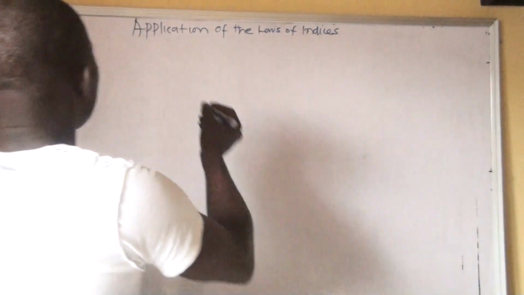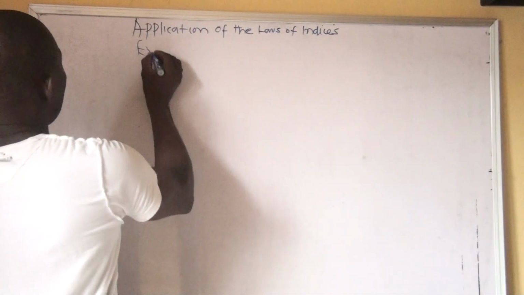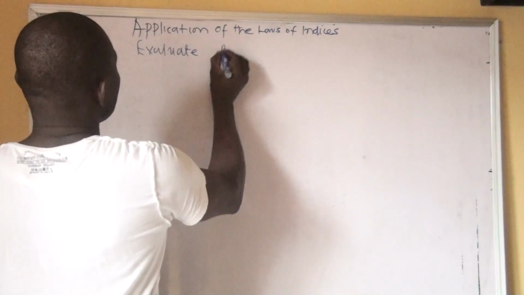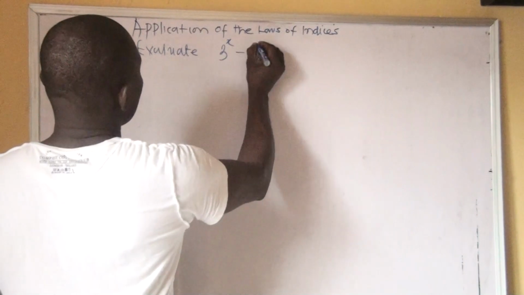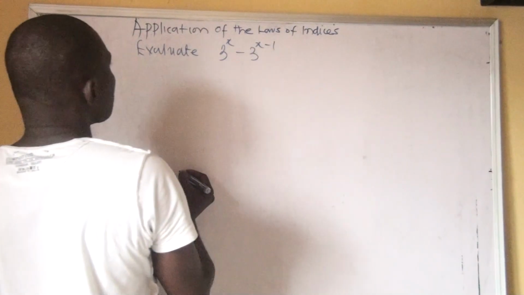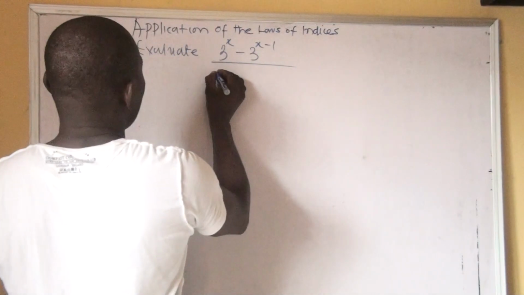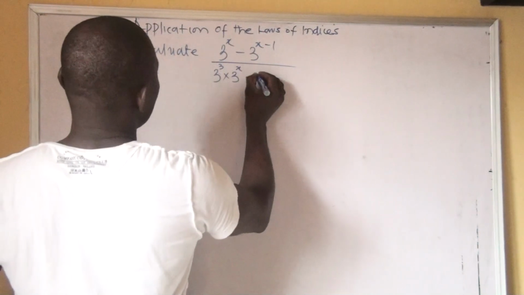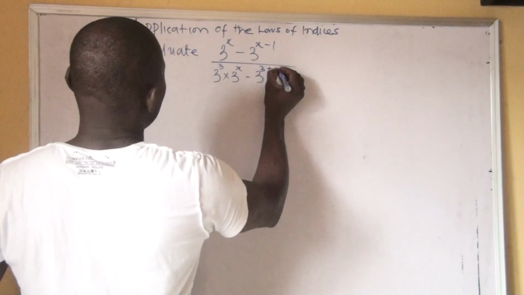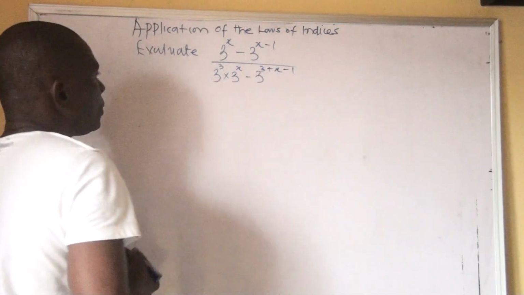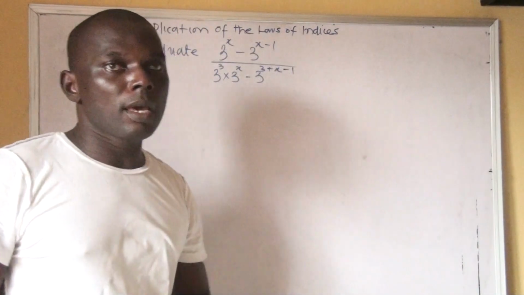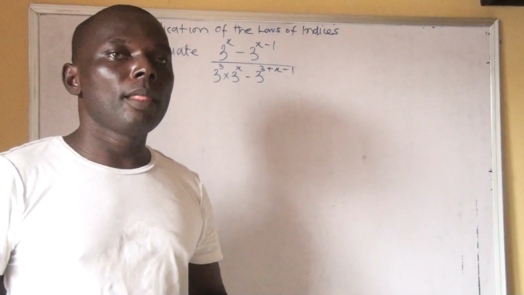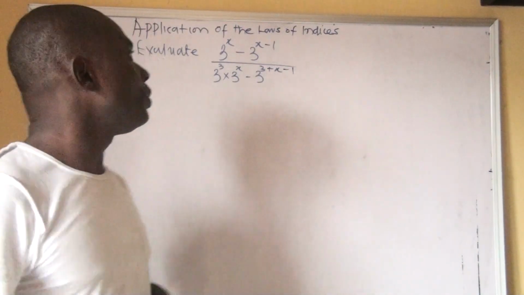First of all, let's look at this. Evaluate: we have 3 raised to power x minus 3 raised to power x minus 1, all over 3 raised to power 3 times 3 raised to power x minus 3 raised to power 3 plus x minus 1. Let's see how we can apply the basic principle of indices to resolve this question.